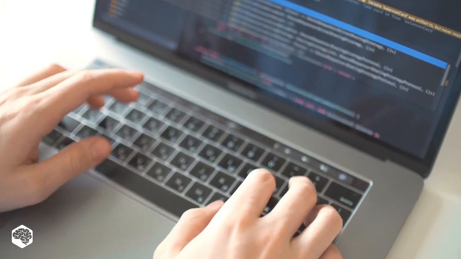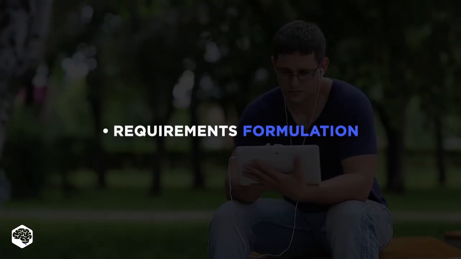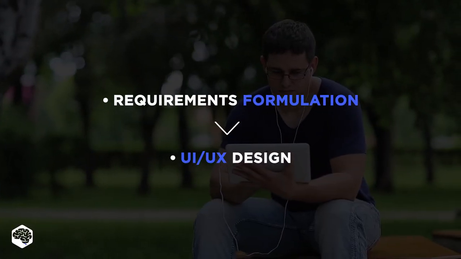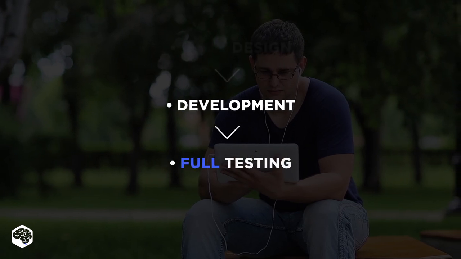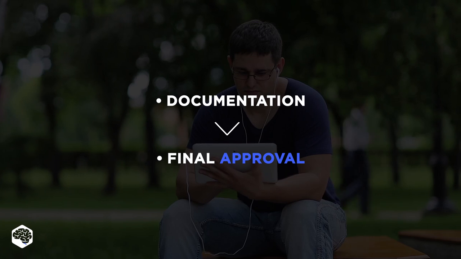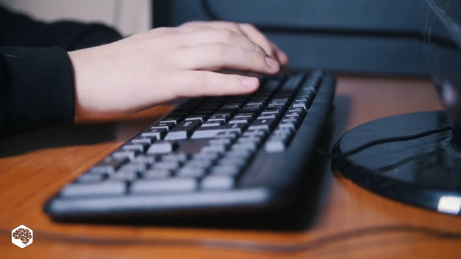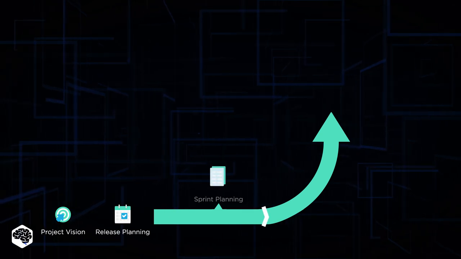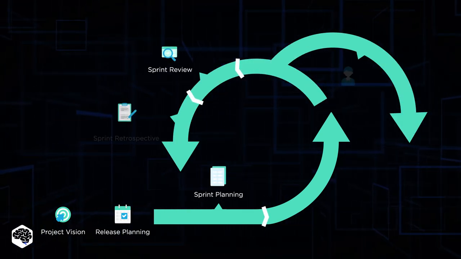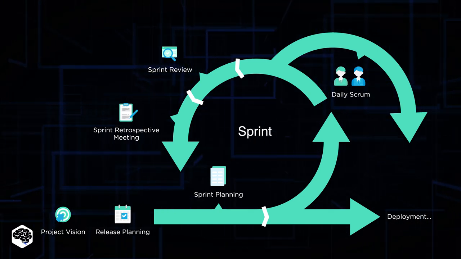The team works on the development and testing of every high-priority item through 7 steps: requirements formulation, UI/UX design, development, full testing, integration, documentation, and final approval. Projects are tangibly built, increment by increment. These tangible increments are then showcased to stakeholders for feedback. The new requirements generated by their feedback are placed in the product backlog and prioritized according to existing tasks. This is called the Scrum cycle.